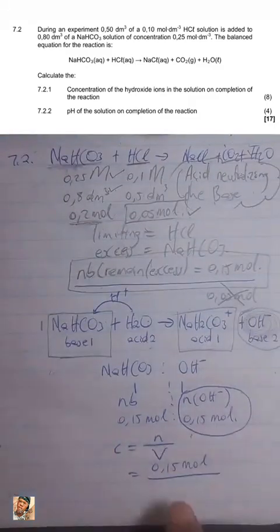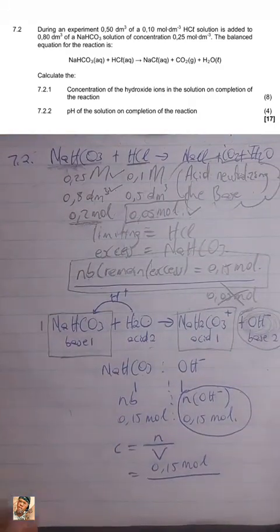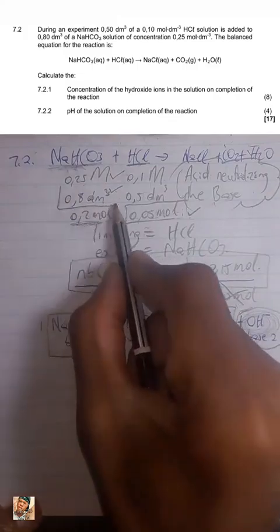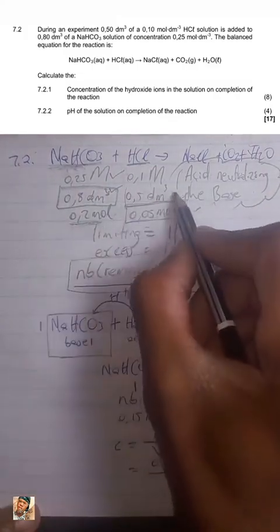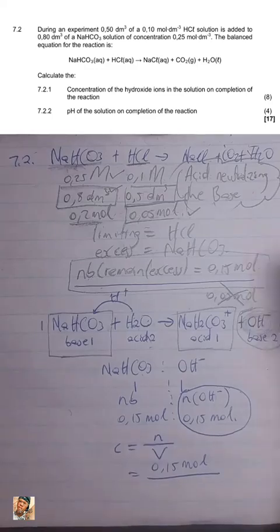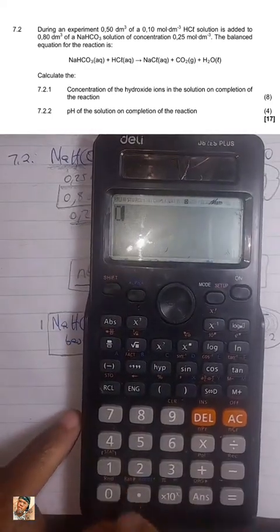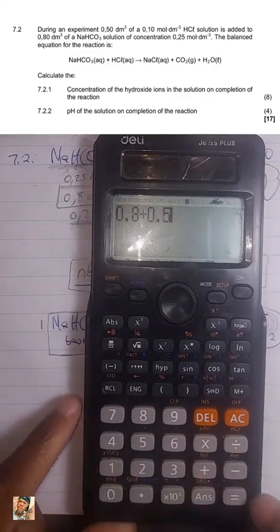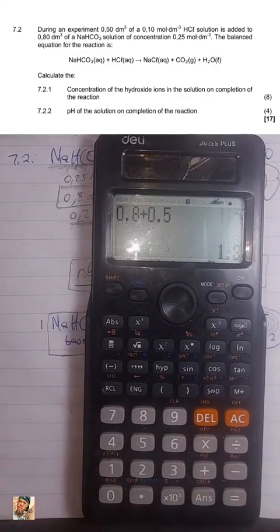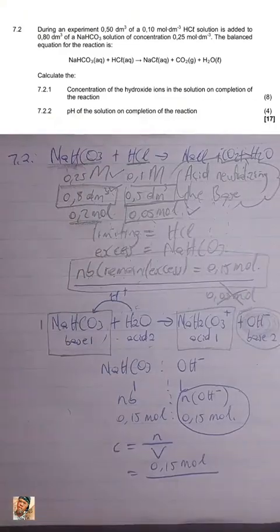Here we're going to utilize the total volume, which is the volume of the base, 0.8, plus the volume of the acid, which is 0.5 cubic decimeters. So that means we're going to do 0.8 plus 0.5. What is that equal to? That is equal to 1.3. So we have 1.3 cubic decimeters. So we're going to write 1.3 cubic.